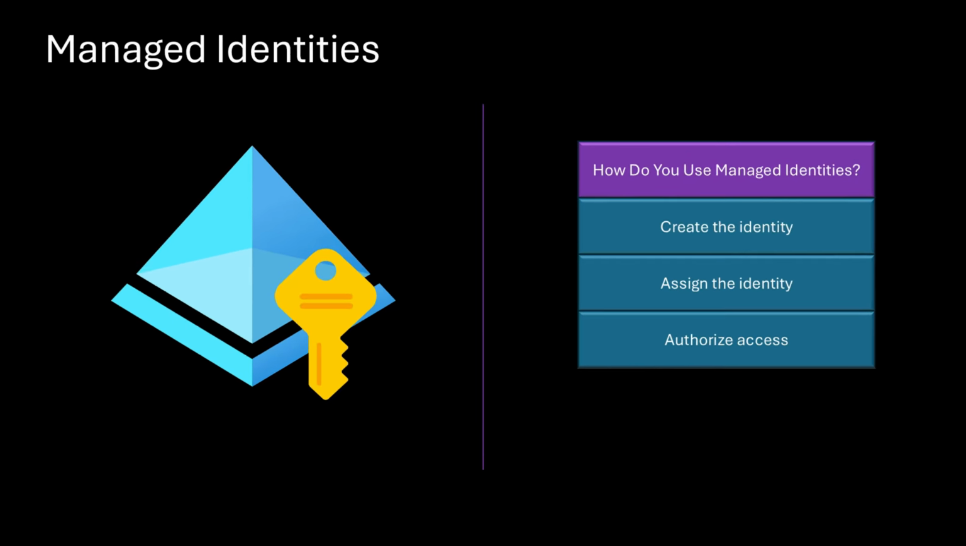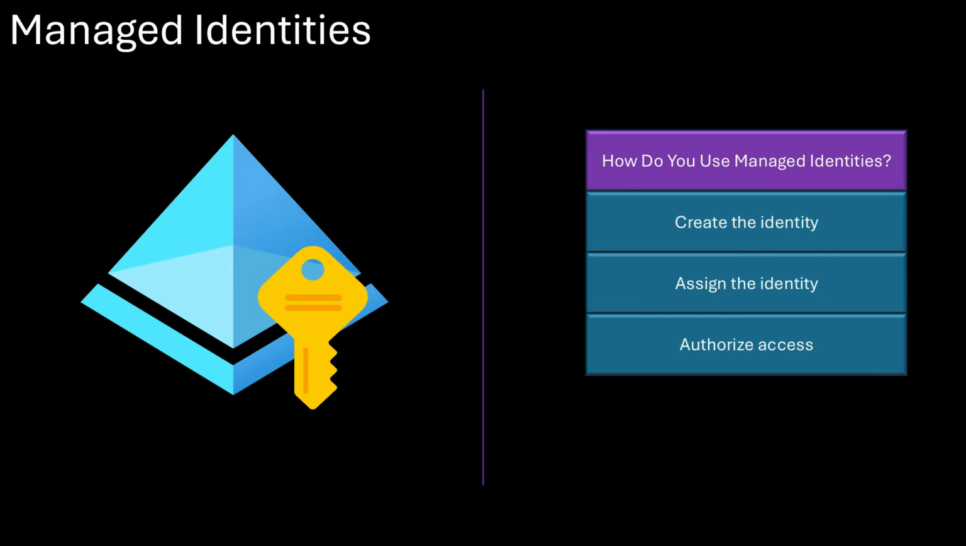How do you use managed identities? It's as easy as 1, 2, 3. You create the identity. For creating, you choose between system assigned or user assigned based on your needs. You then link the identity to your source resource, such as a VM or app, and you then use Azure RBAC to grant the identity access to the target resource.